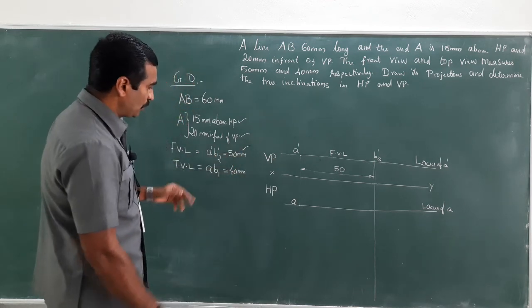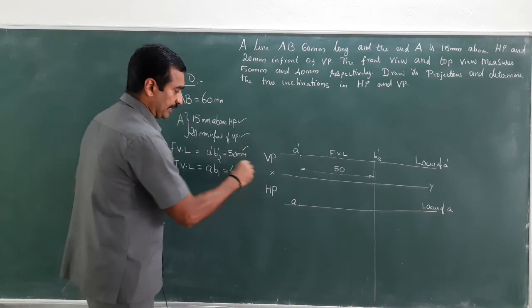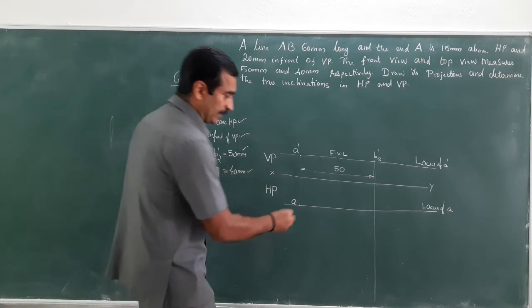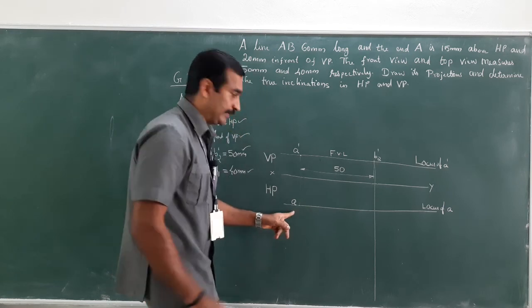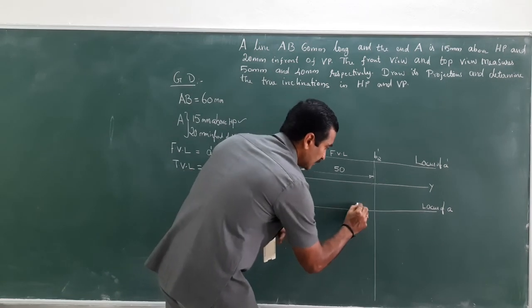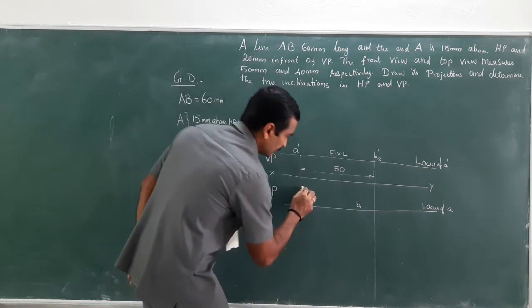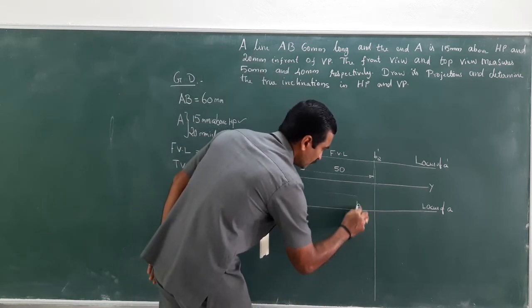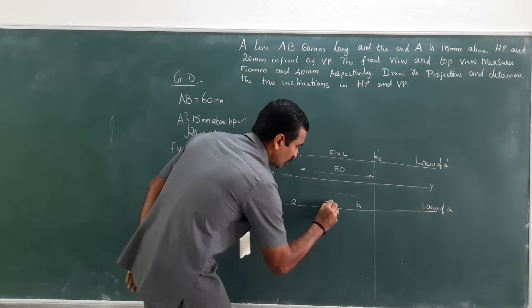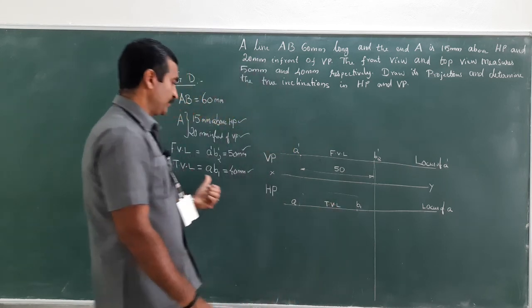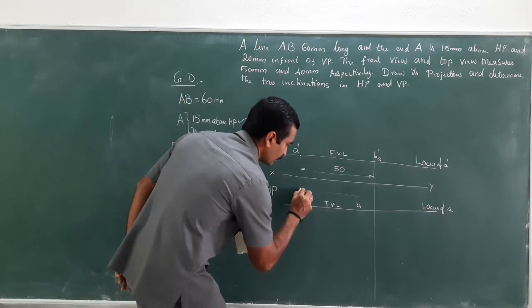Now the top view length AB1 is 40 mm. Take 40 mm from point A, and this could be B1, and this is the top view length, right? Top view length is 40 mm.